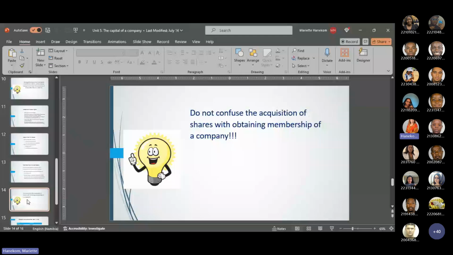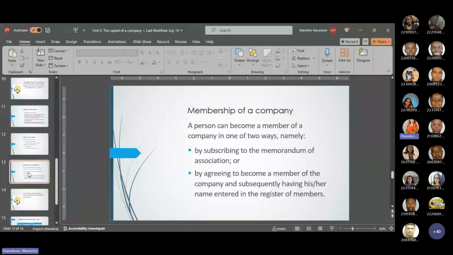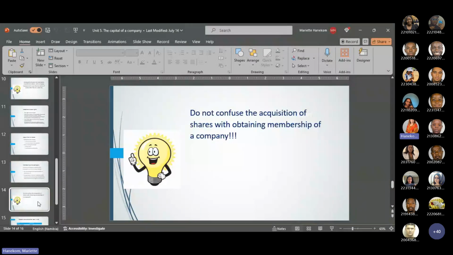Be careful here, once again. Two possible test questions that I can ask you. I can ask you, how do you acquire shares? And I can ask you, how do you become a member? Read your question carefully. Don't confuse the two.